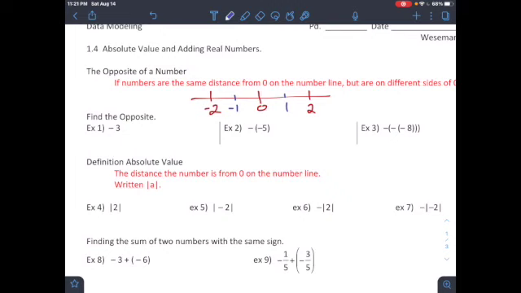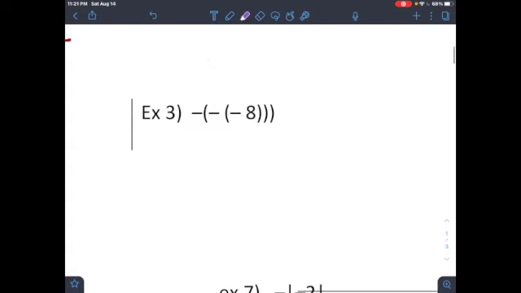Example 3, which is -3, the opposite is going to be 3. And right here, you have to make sure you take care of negative signs. So that's going to be a +5, and the opposite of that is going to be -5. And the next one, you have a -8. That's going to be equal to -8, so the opposite is going to be +8.